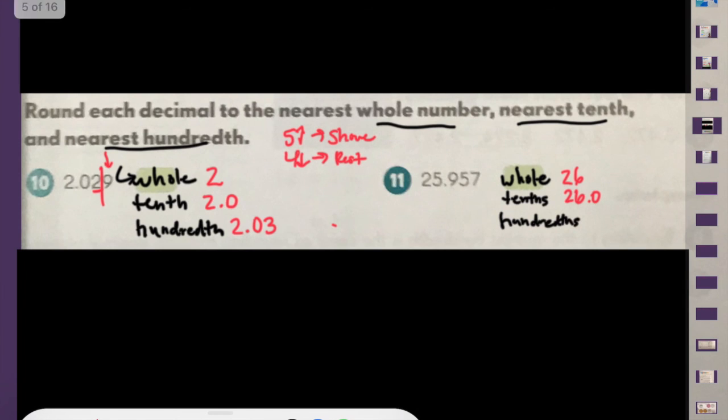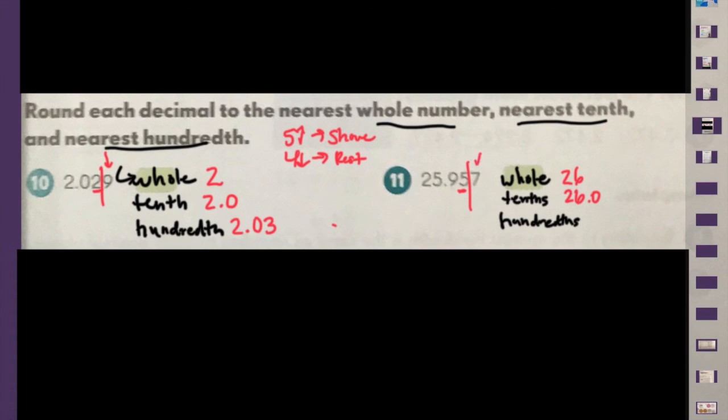And rounding to the nearest hundredth, we'd underline the number in the hundredths place, draw our back door, and 7 is knocking at the back door, so 5 or above, we give that 5 a shove. And so rounded to the nearest hundredth would be 25.96, 25 and 96 hundredths.